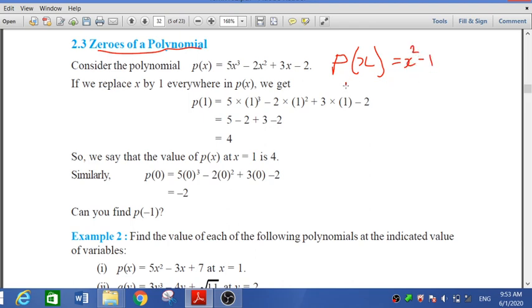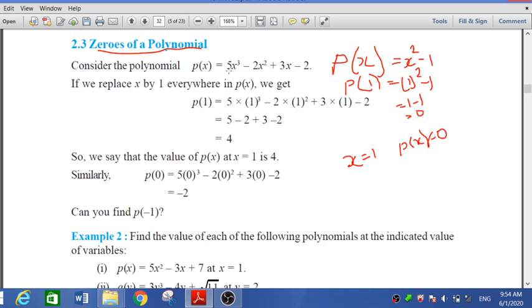Now if I put x is equal to 1, so it is 1 square minus 1. So 1 minus 1, that is 0. So we can say it is called a zero of polynomial. So 1 is called a zero of polynomial. Why? Because we have put x equal to 1 and therefore p of x equal to 0. Then we can say it is a zero of polynomial. Otherwise, no.